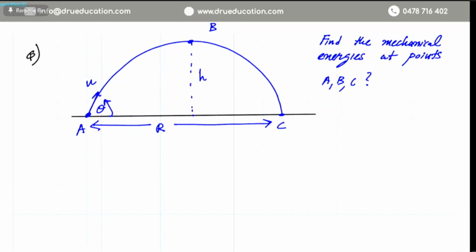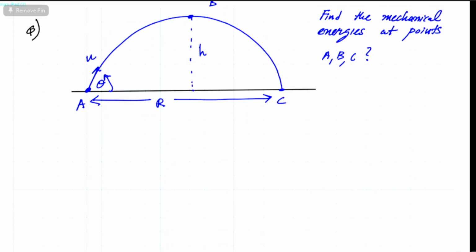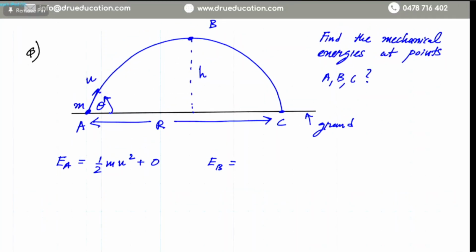So EA is, what is the kinetic energy? Half into m u square. This mass is m. Plus ground is this, right? So ground means you measure the height from the ground, so it's going to be 0. So for EB, velocity is 0, right? mgh.